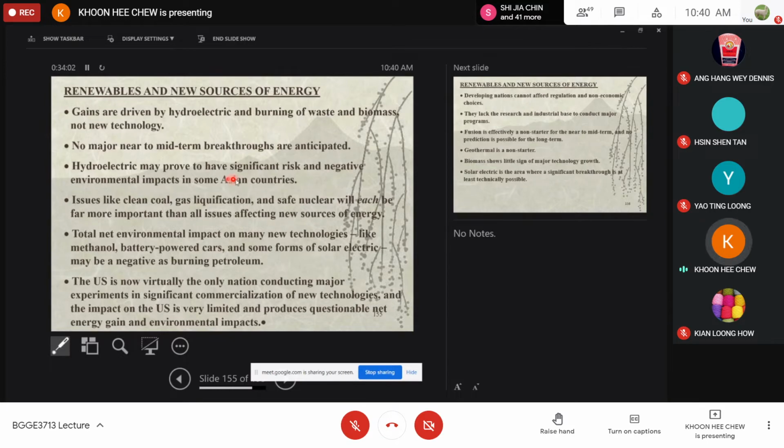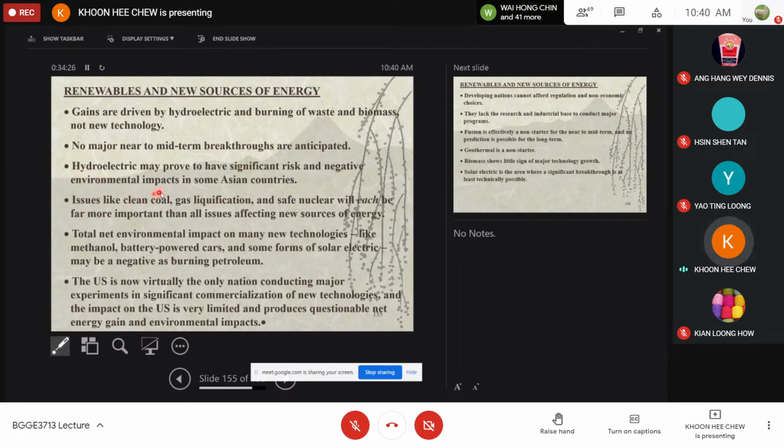Hydroelectricity may prove to have significant risk and negative environmental impact in some Asian countries. So again, this statement conflicts with the advantages and disadvantages that we mentioned just now. Which one is right, which one is wrong? There is no right or wrong answer here; it depends on which angle, which perspective, you are looking at.